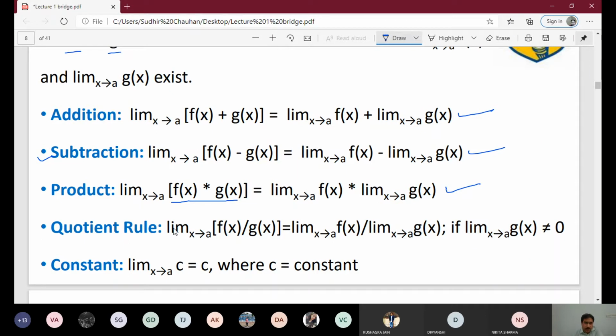Now, quotient rule. The limit as x tends to a of f(x) upon g(x) will be the limit as x tends to a of f(x) divided by the limit as x tends to a of g(x). But there is a condition: provided the denominator is not equal to 0, that is, the limit as x tends to a of g(x) should not be equal to 0. And if we take the limit of any constant, then it will remain the constant.